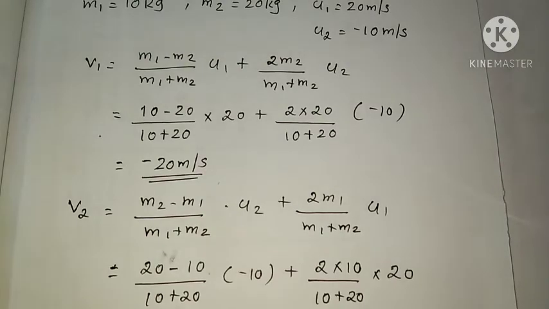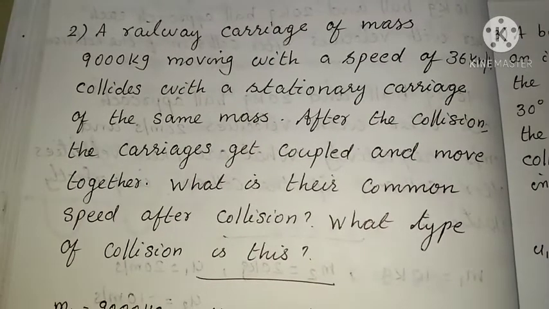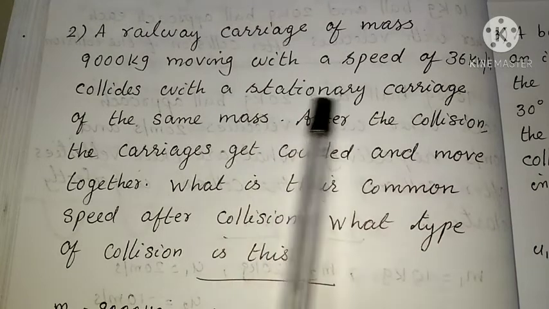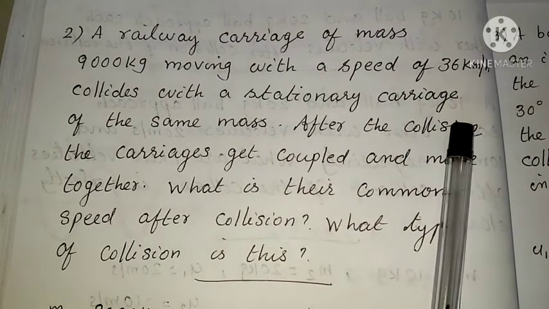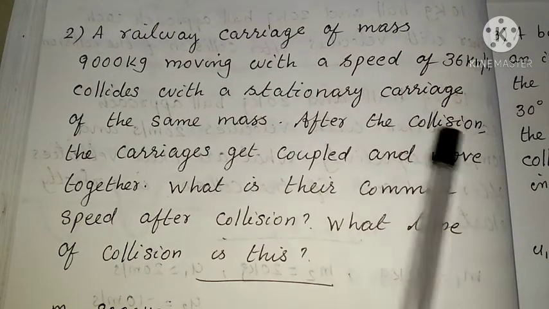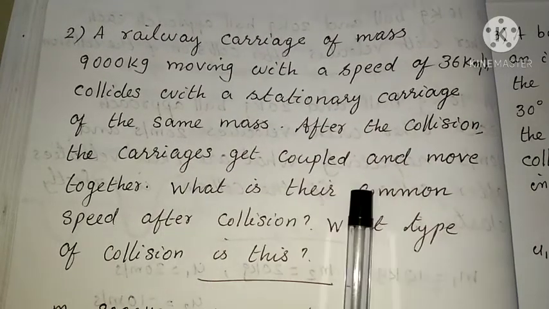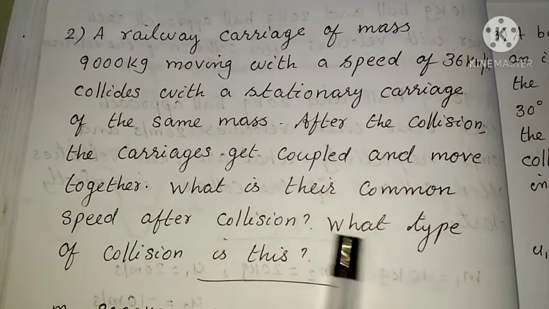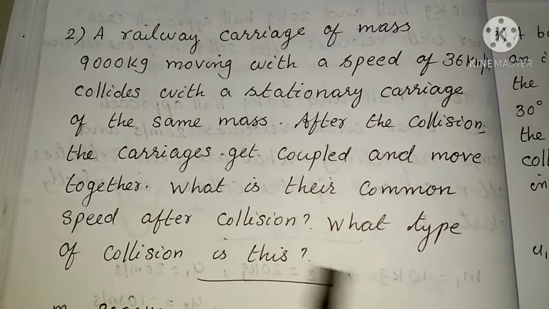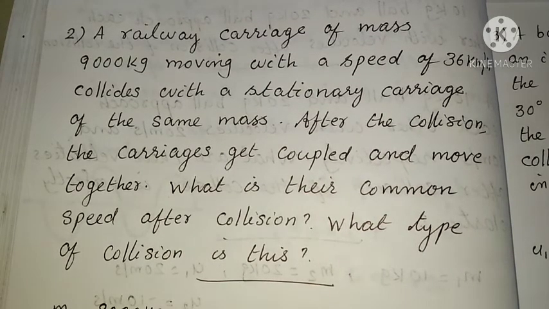Okay. Question number 2. A railway carriage of mass 9000 kg moving with a speed of 36 km per hour collides with a stationary carriage of the same mass. After the collision, the carriages get coupled and move together. What is their common speed after collision? What type of collision is this?